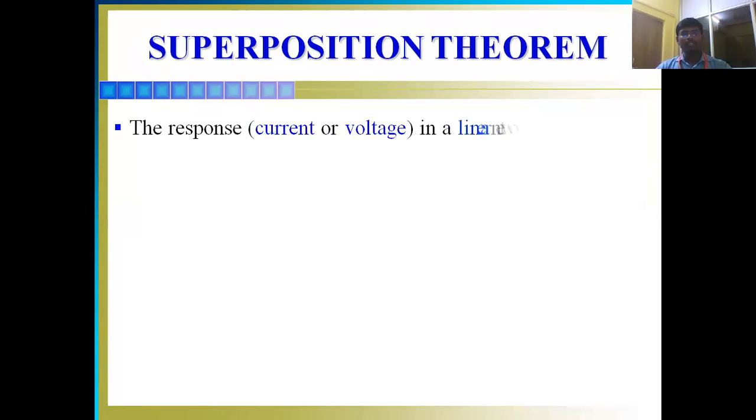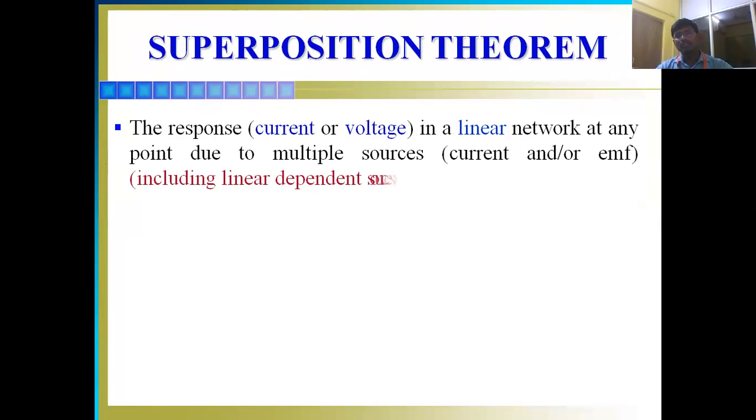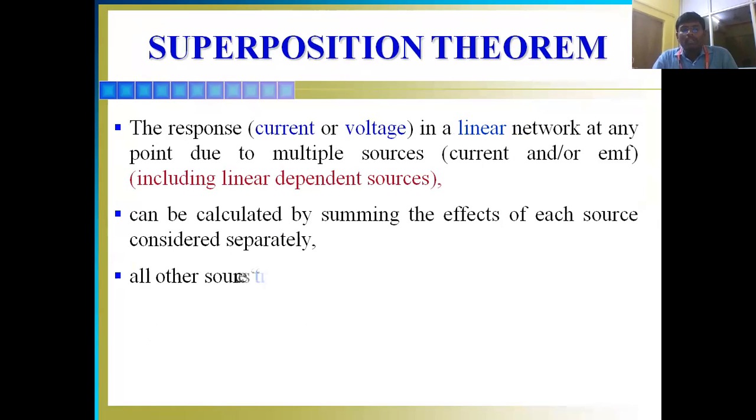The superposition theorem states that in any linear network consisting of two or more sources, the response in any element is equal to the algebraic sum of the responses caused by individual sources acting alone. While the individual sources are acting alone, the other sources are non-operative. That means the voltage sources should be replaced by a short circuit and the current sources replaced by an open circuit. That's what is given here.